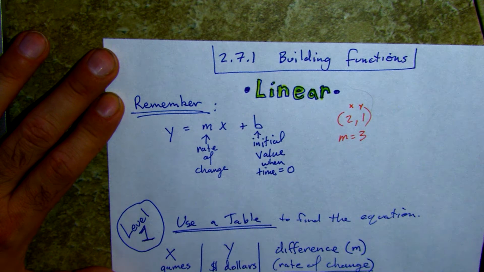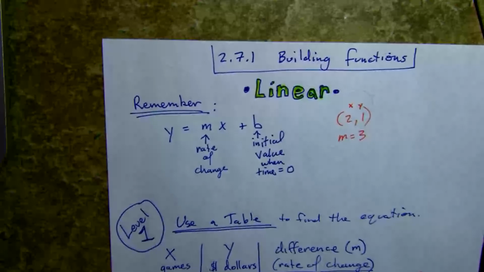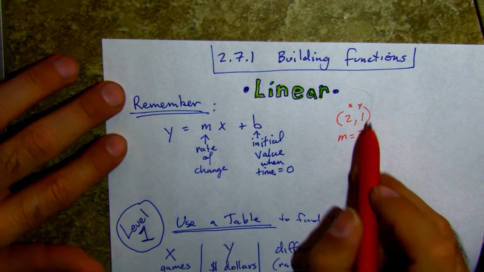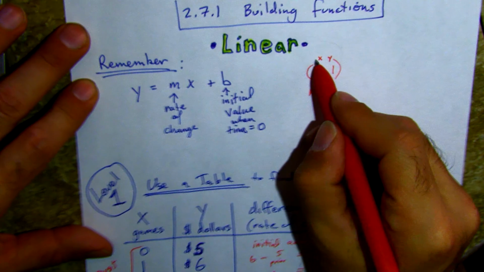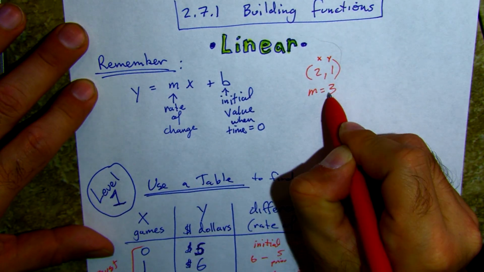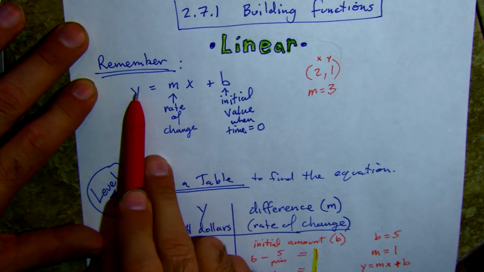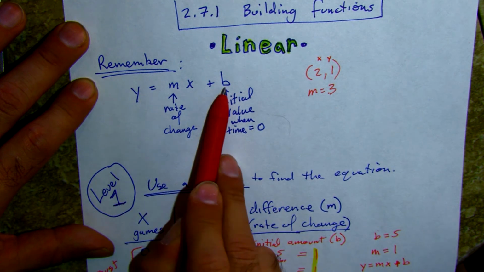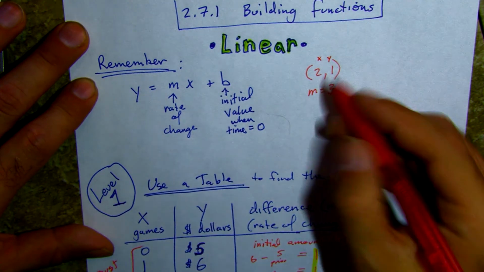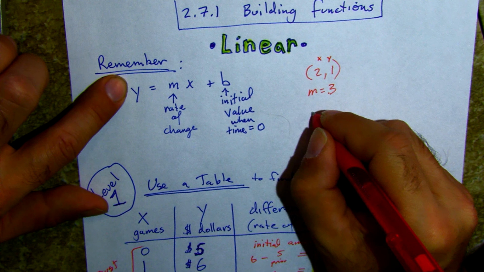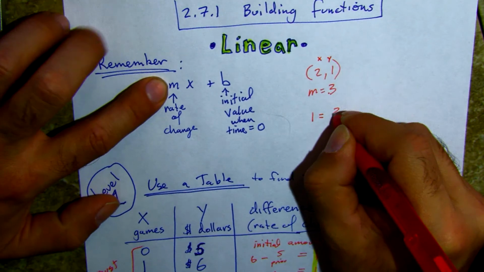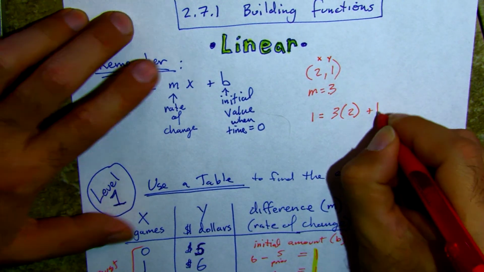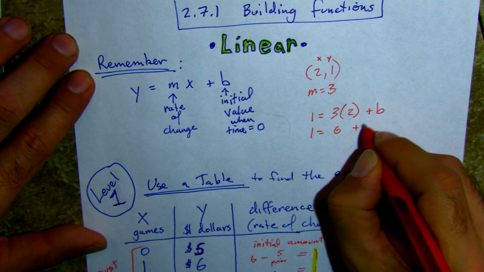So if I was plugging all this in, I'd put in 1 for y, I'd put in 3 for m, I'd put in 2 for x plus b. 1 is equal to 6 plus b, minus 6, minus 6. B is equal to negative 5. Now I could plug in the whole thing, 3x minus 5, because I just needed to find my b value. I found the b value by being a little creative, by plugging in a point. It's a little next level.